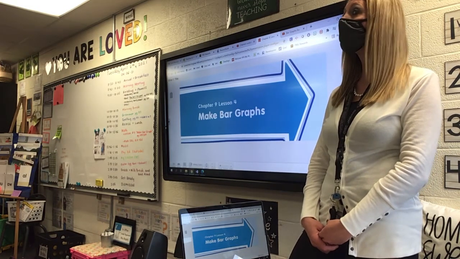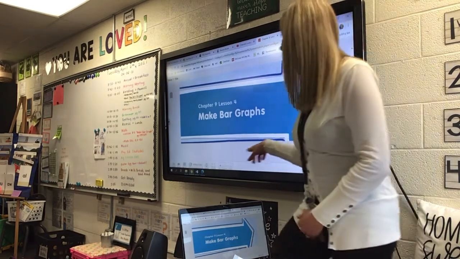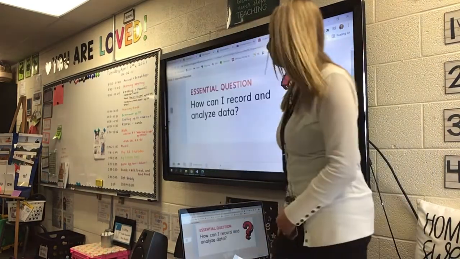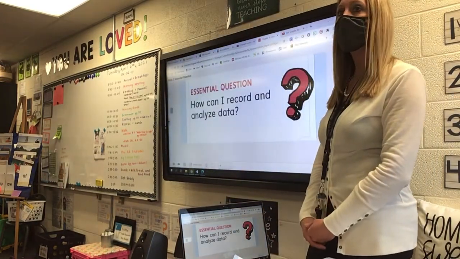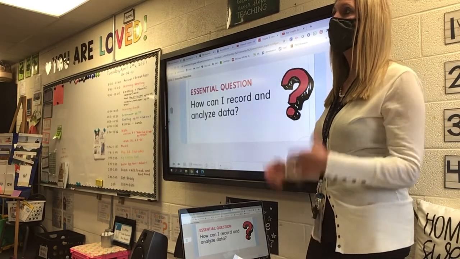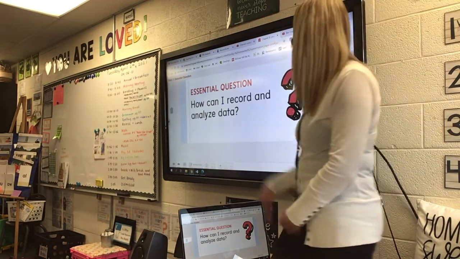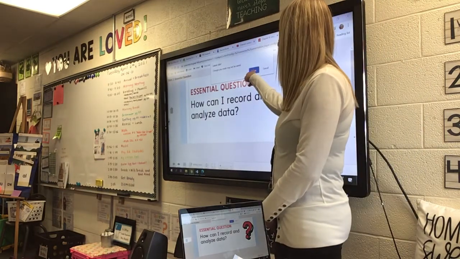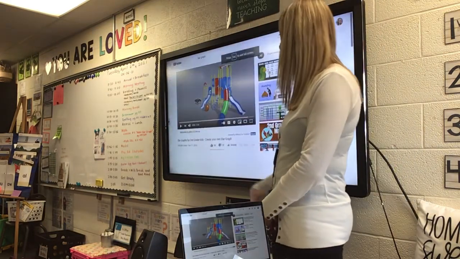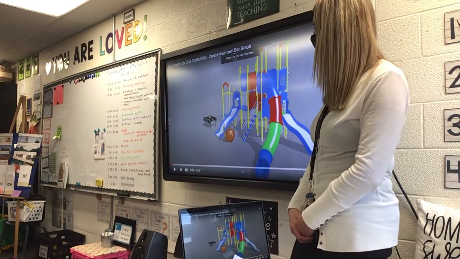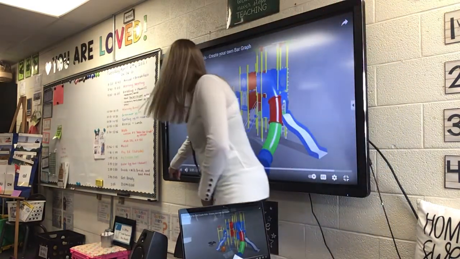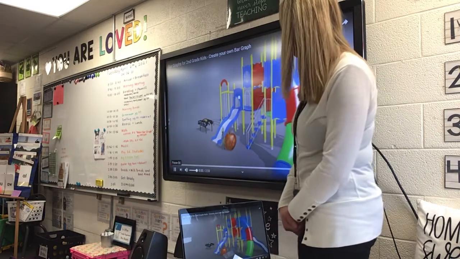This is going to be another kind of bar. Our essential question for this lesson is going to be how can I record and analyze data? So when I get some numbers, some data, how can I record that? We're going to watch a video that goes with this. It's called Bar Graphs, and it's by Robo. So let's put our eyes on here and let's watch this video.